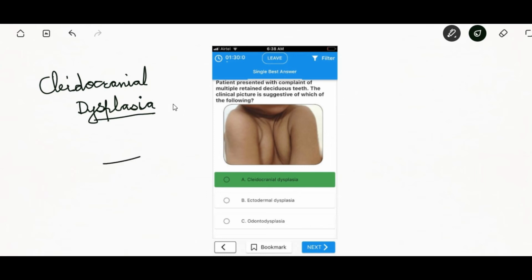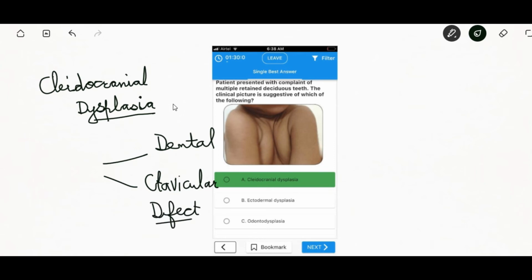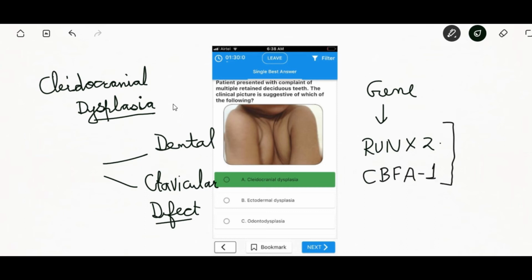Now, what is cleidocranial dysplasia? It is a generalized bone disorder caused by mutation in the RUNX2 gene. Which gene? RUNX2 or CBFA1 gene. This gene normally guides osteoblastic differentiation, chondrocyte maturation, and bone formation. So what are the defects or the clinical features that you will be able to see in cleidocranial dysplasia? The bone defects chiefly involve the clavicle and the skull.